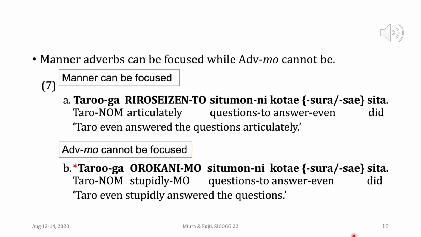In contrast, ADV mo, stupidly mo, in 7b cannot be focused. So it cannot mean Taro answered the question, and it's less likely to describe Taro's action as stupid.